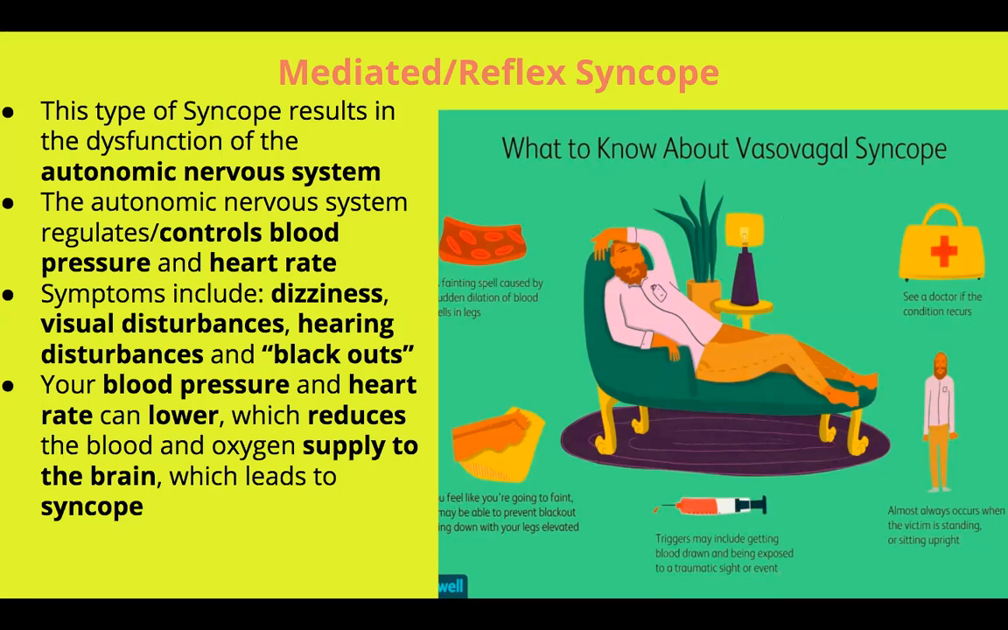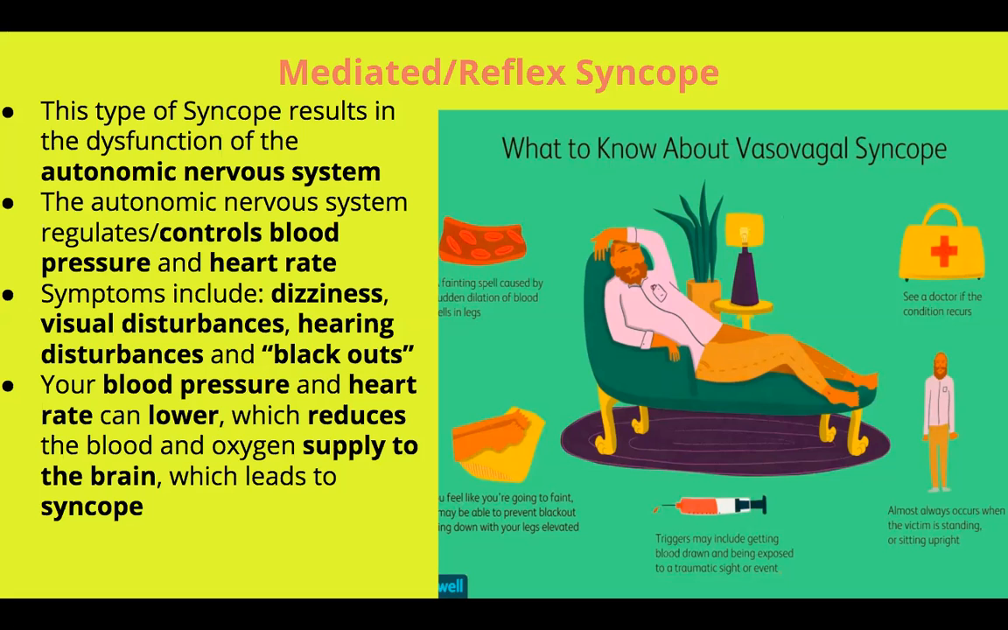to syncope. Over here in this picture, there is a list of things that you should know about the vasovagal syncope. Vasovagal syncope is due to a fainting spell that's caused by a sudden dilation of blood cells in the legs. See a doctor if the condition reoccurs.